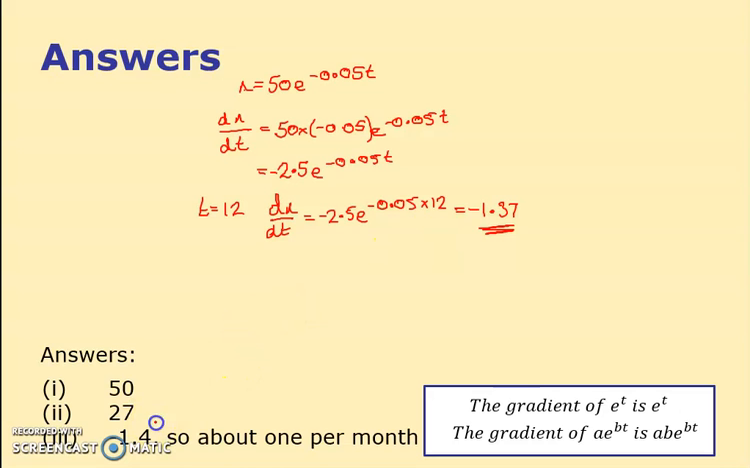Oh yeah, I've written it to 1 dp. So we're losing about 1 per month. So that's basically what I'm saying. You're losing a fish a month after 1 year has passed. Presumably it was a bit steeper initially, so we might have been losing 2 a month initially.